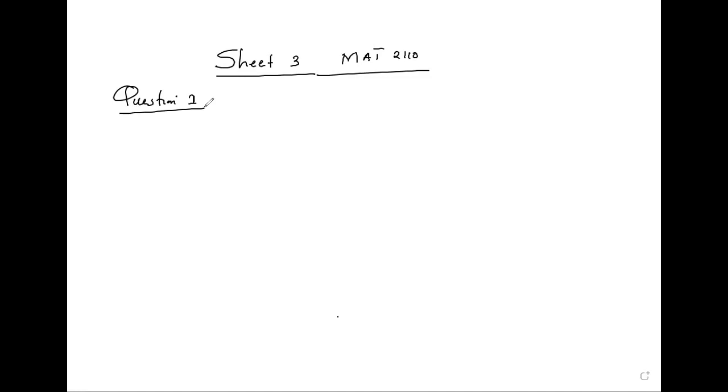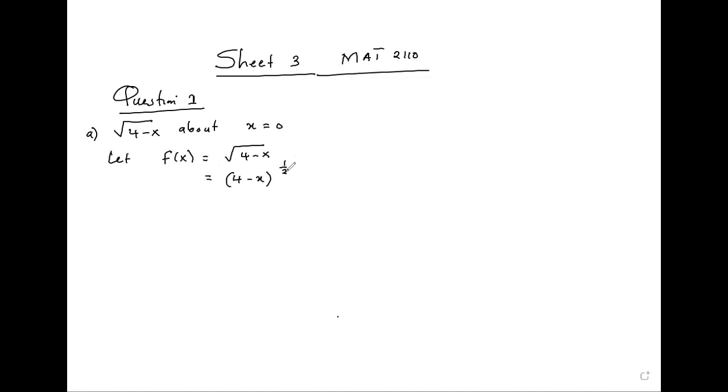Question 1, linearization. Find the linearization of the root of 4 minus x about x is 0. So what we'll do is we'll name this to be a function. So let f of x be equal to the root of 4 minus x. And so we're able to write it as 4 minus x to the power half.